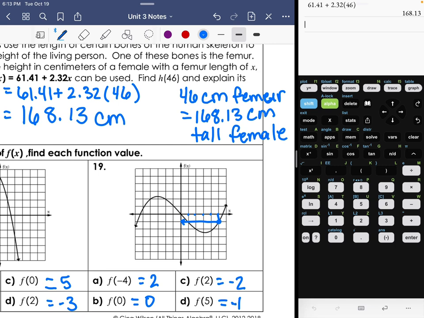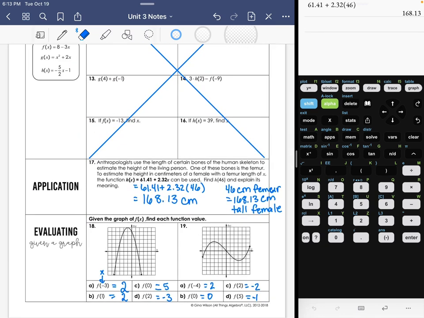That's kind of like working backwards. They've given us the graph, and we have to figure out what those y values are for that place on the function. Okay, so there you go. That's all of that for today.